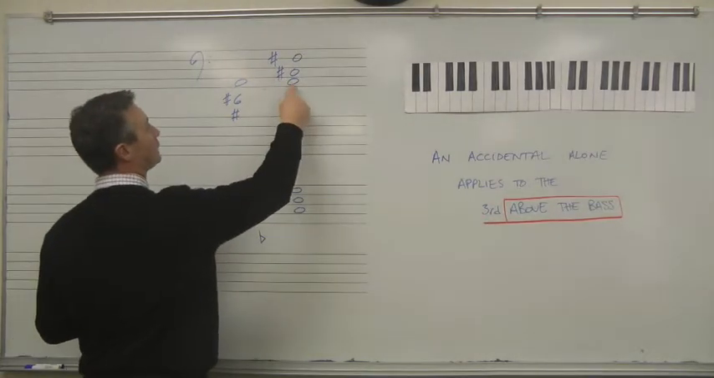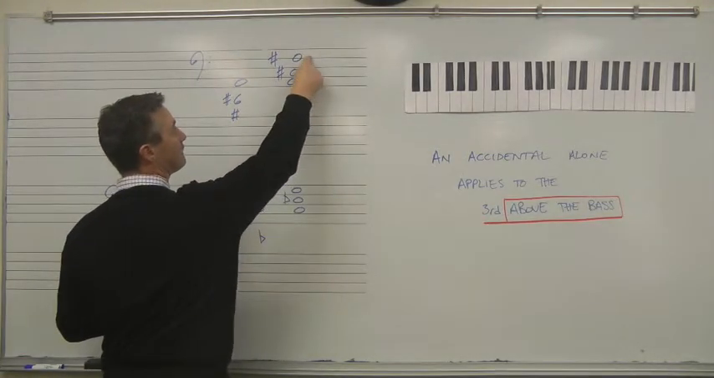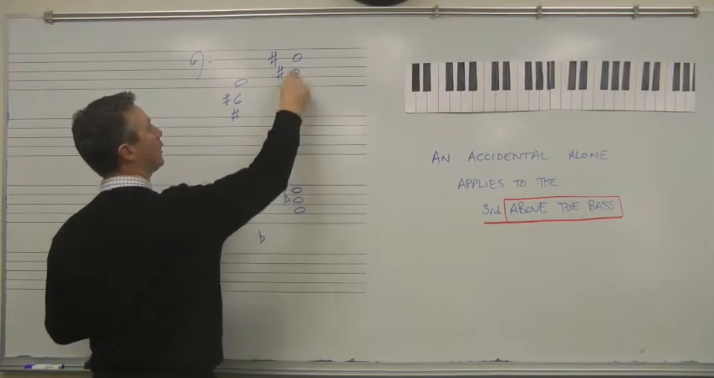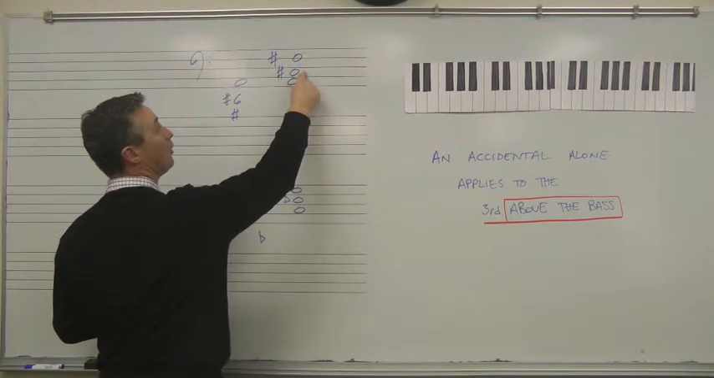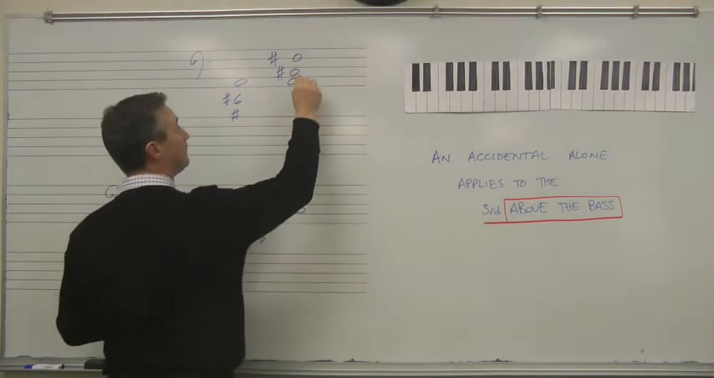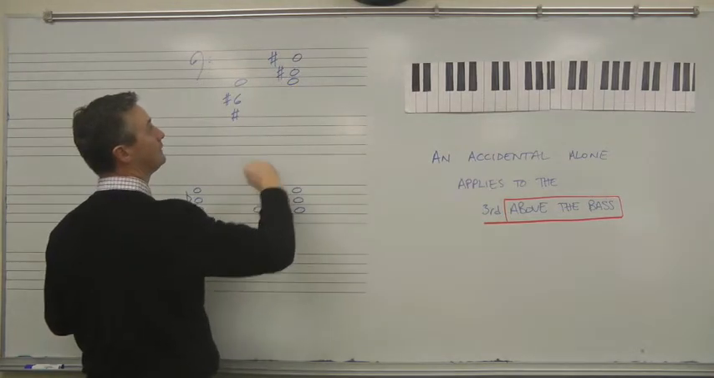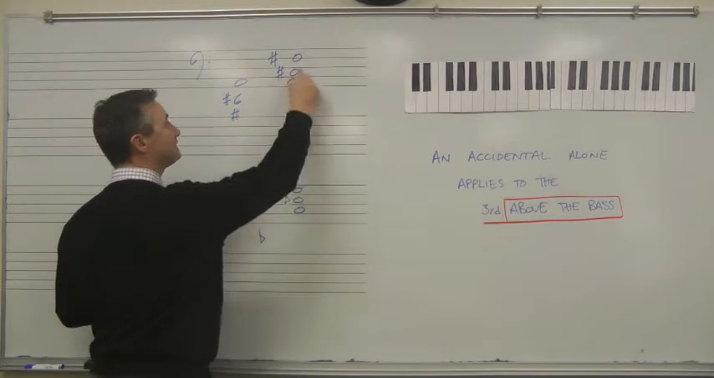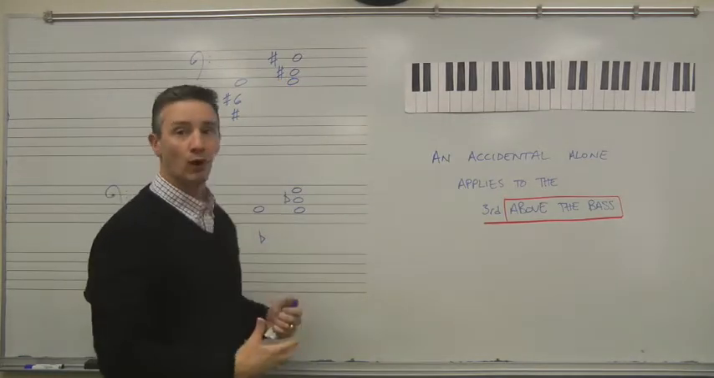So we would work that out. We would count up 1, 2, 3, 1, 2, 3, 4, 5, 6. We would make the sixth sharp. We would make the third above the bass sharp. Now this is not the third of the chord. In this chord, which is a 6-3 chord, it's a first inversion chord, the bass note is the third of the chord. This is an F sharp minor chord. But the third above the bass is sharp to make the chord work.